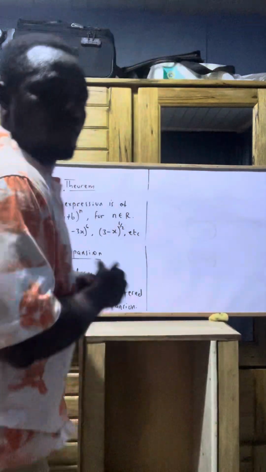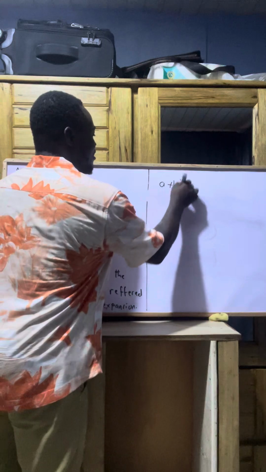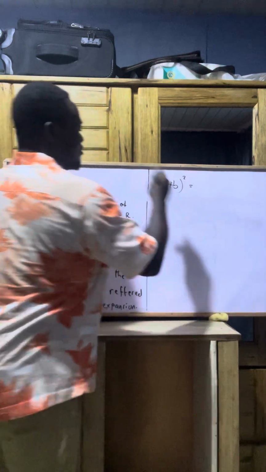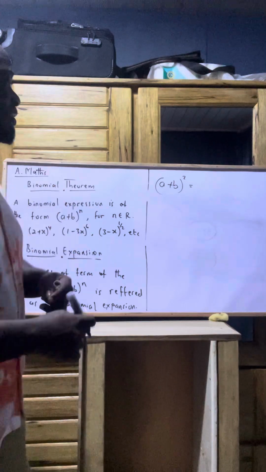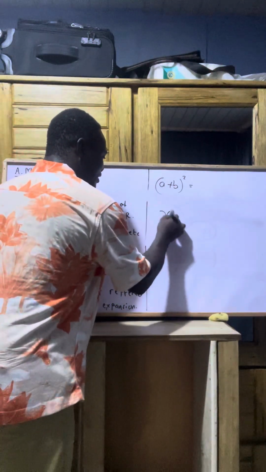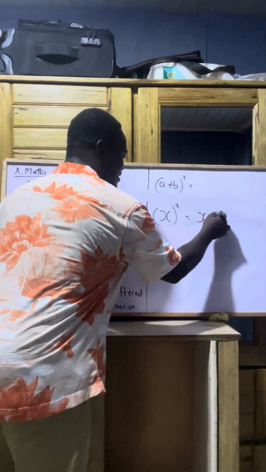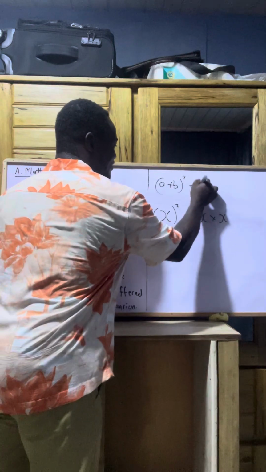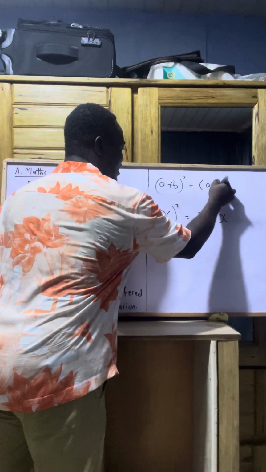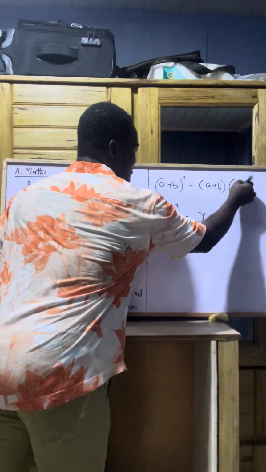So let's say we pick a binomial. Let's say I have a plus b, all raised to the power 2. Good. So we know from basic level that if I write x to the power 2, indices will tell us that this is the same as x times x, right? Good. So if I write a plus b exponent 2, I can rewrite it as a plus b times a plus b.